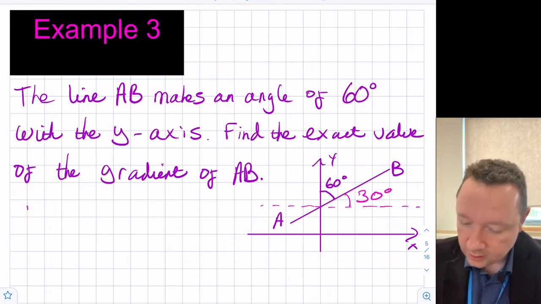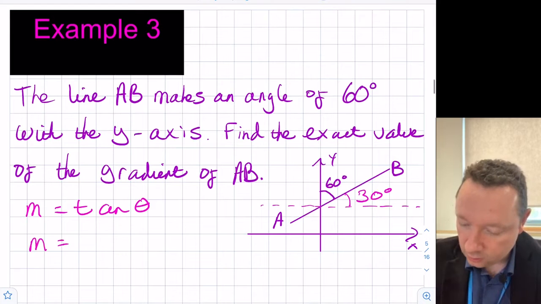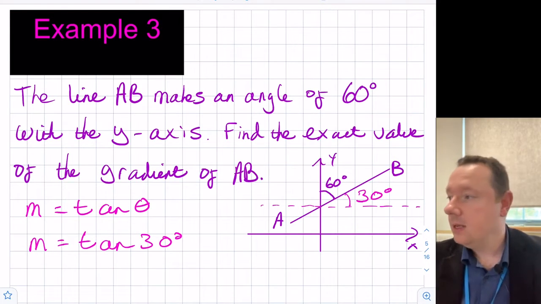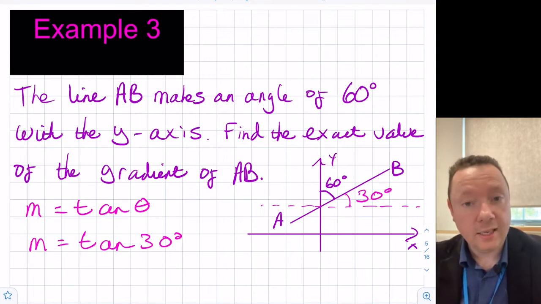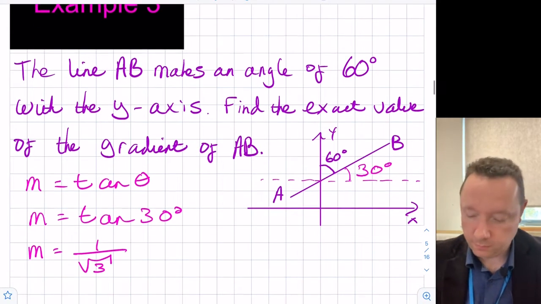We now know that since the gradient equals the tan of the angle theta, our gradient is equal to the tan of 30 degrees and not the tan of 60 degrees. The tan of 30 degrees is an exact value. That is 1 over root 3. So our gradient is just 1 over the square root of 3 as an exact value.